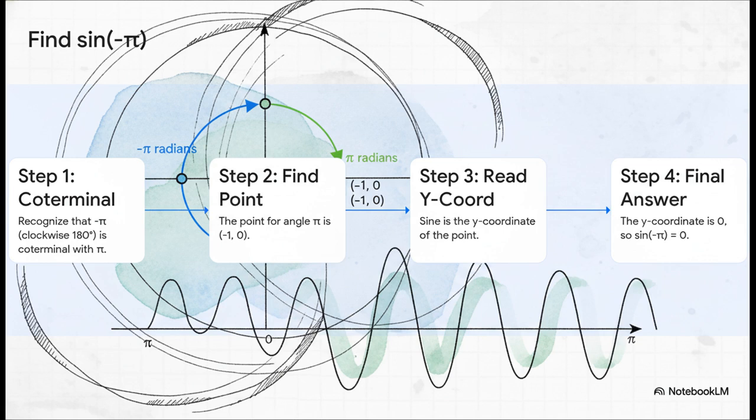So what happens if you get thrown a curveball, like a negative angle, something like -pi? First thing, don't panic. A negative angle just means you go around the circle in the other direction, clockwise instead of counterclockwise. So if you start at 0 and go 180 degrees clockwise, where do you end up? You land in the exact same spot as if you went 180 degrees counterclockwise. You're at the point -1, 0. So the sine of -pi is exactly the same as the sine of pi. We just look at the y-coordinate, and bam, it's 0.